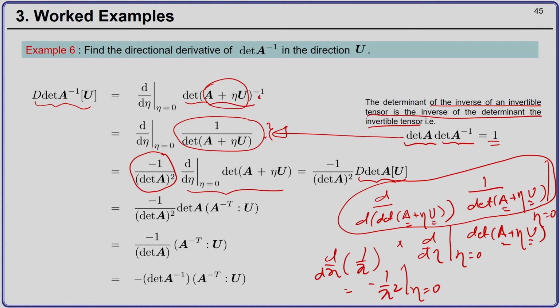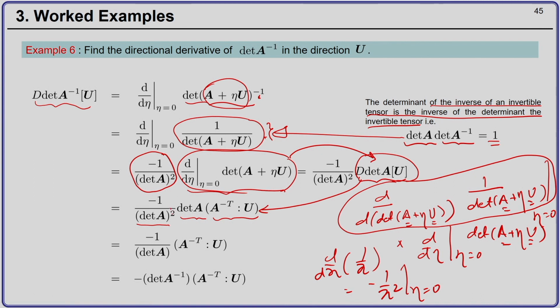So, from our previous slides, you can see that this term over here is nothing but the directional derivative of determinant of A in the direction u. And since we have already computed this, which was nothing but determinant of A into A inverse transpose double contracted with u, that is what we substitute here. So, substituting this, what you get? Minus 1 upon determinant of A the whole square, determinant of A into A inverse transpose double contracted with u.